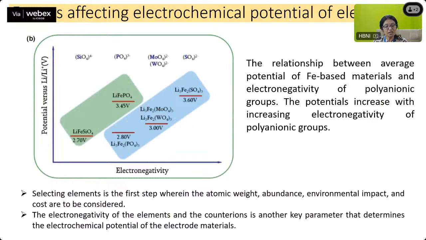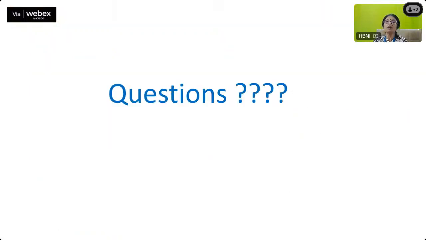So selecting elements is the first step, wherein the atomic weight, abundance, environmental impact, and cost are to be considered. Then you need to consider the electronegativity of the elements and the counter anions, which are key parameters that determine the electrochemical potential of these various electrode materials.